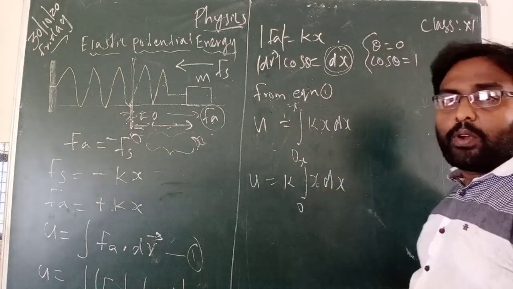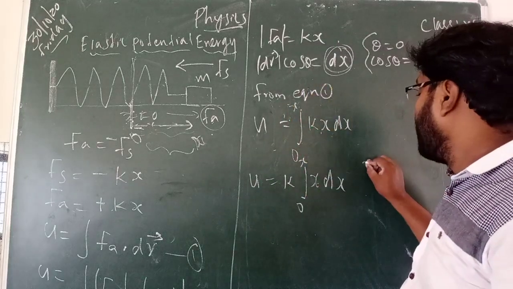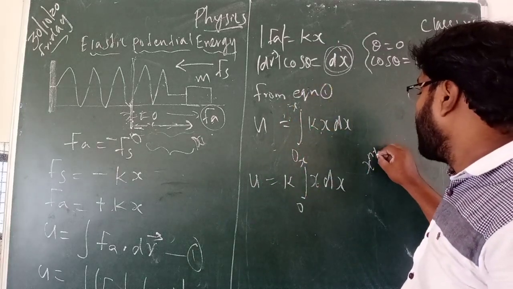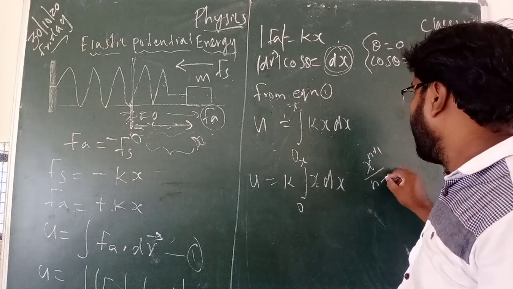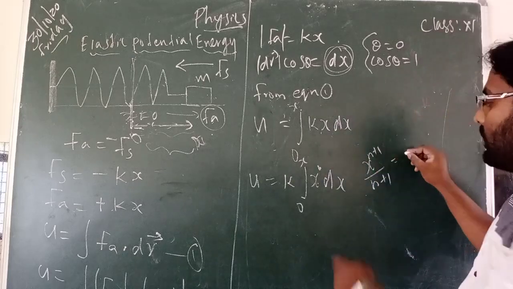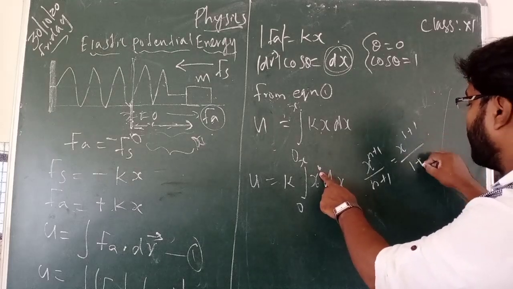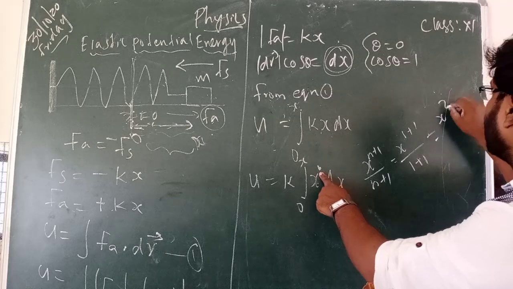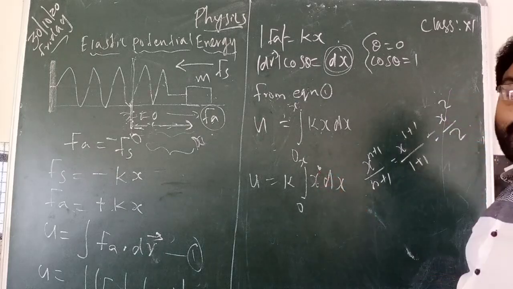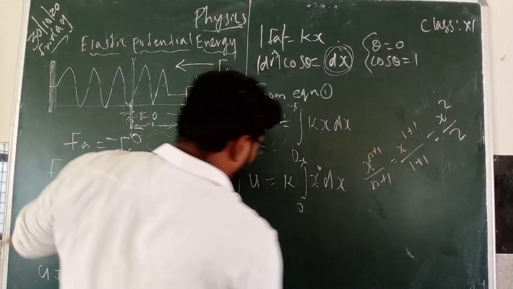It is in the form what? The integration of x dx is x power n plus 1 divided by n plus 1. Here n is 1, so x power 1 plus 1 divided by 1 plus 1 is equal to x square by 2. This is the integration for x dx, so you can apply this.